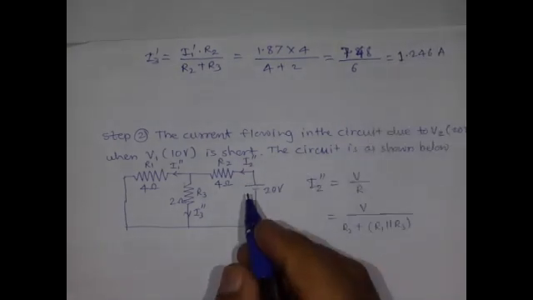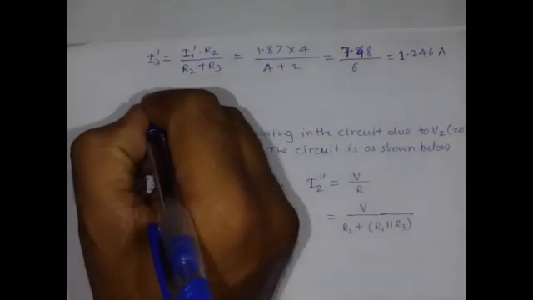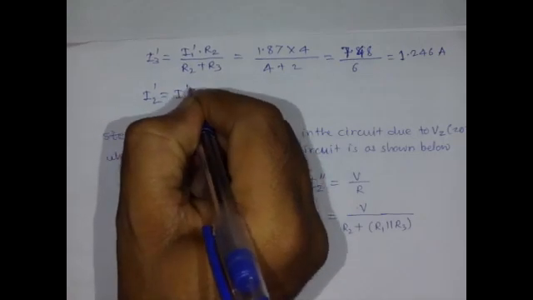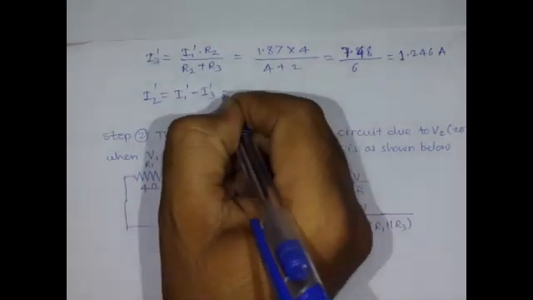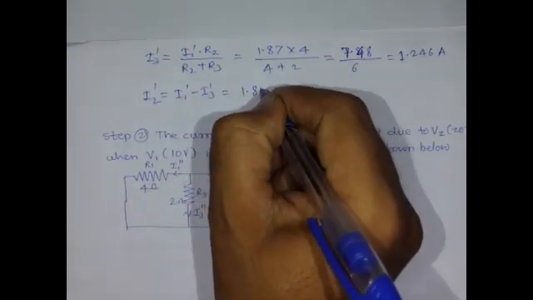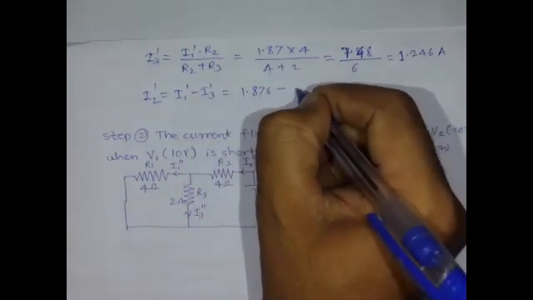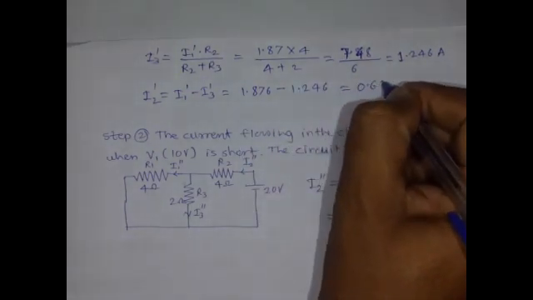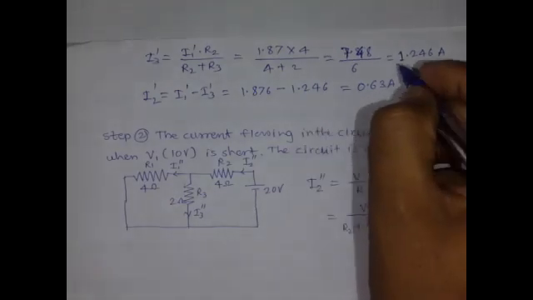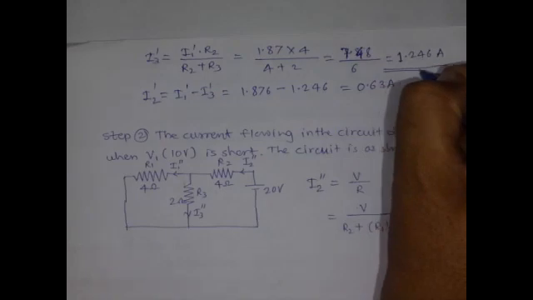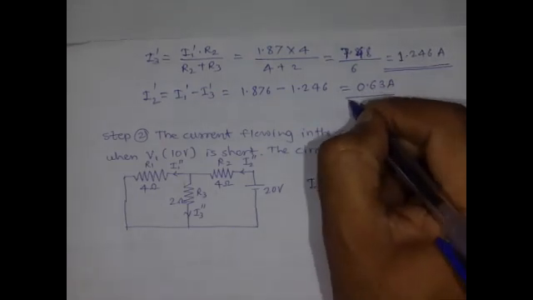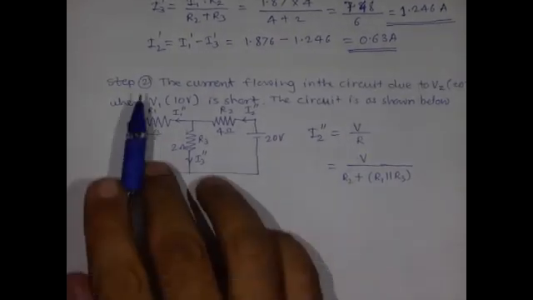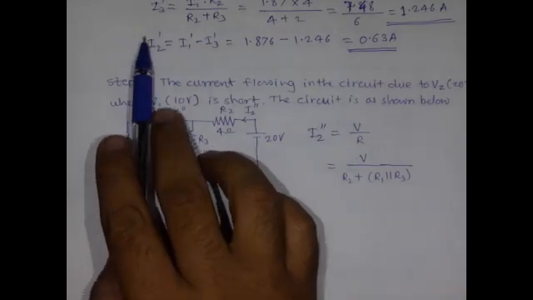Now what about I2? I2 dash is the difference between I1 dash and I3 dash, which is 1.876 minus 1.246. It gives a value of approximately 0.63 ampere. So here we have obtained three current components: the first, the second, and I1 dash as the third. These are the current components I1 dash, I2 dash, I3 dash.